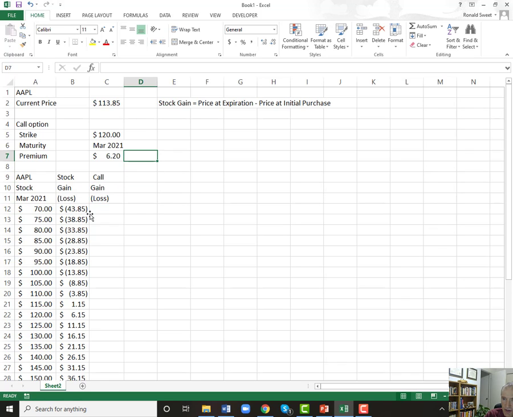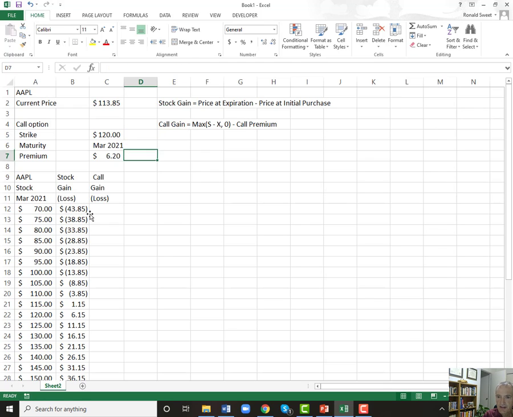Now let's do the call gain or loss. Remember, I've already shown you that, but we'll do it again. The call gain is going to equal the max. Remember, with the stock, you do the stock price minus the strike versus 0, and then you subtract the call premium, because you had to pay for the call.